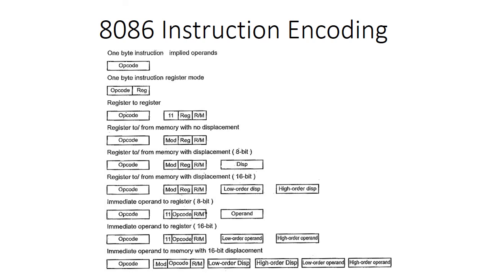4-byte instructions have the opcode byte, the addressing mode byte, followed by a 16-bit displacement value or a 16-bit operand value. 6-byte instructions have the opcode byte, the addressing mode byte, followed by a 16-bit displacement value and then a 16-bit operand value.